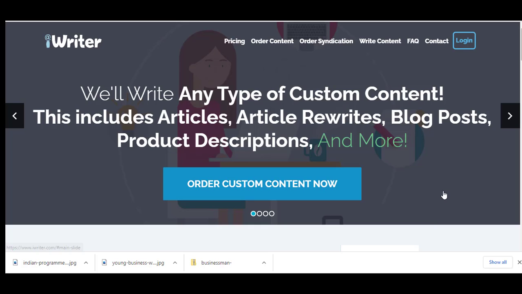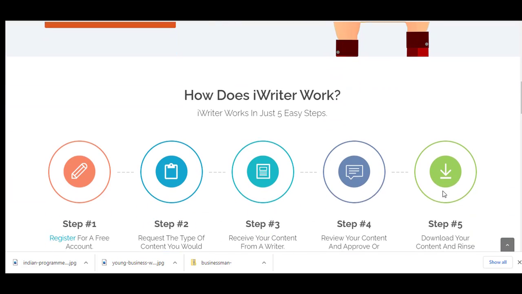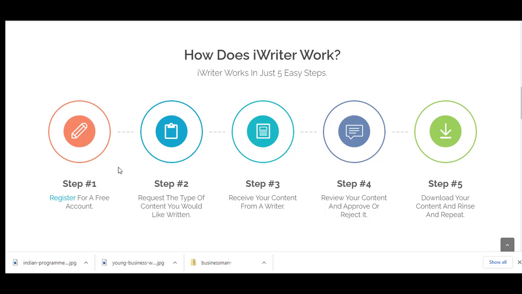Okay, guys. So this is the iWriter website. And this is how it works. So first of all, you're going to create a free account. You're going to request the work that you want done, receive the content, review and approve or reject it, and download. And here we go. And you can do this as many times as you like.